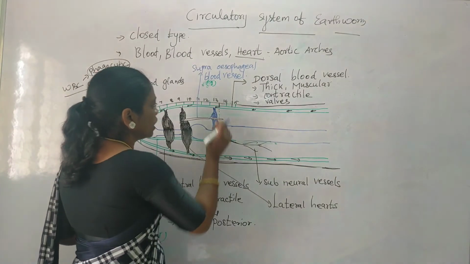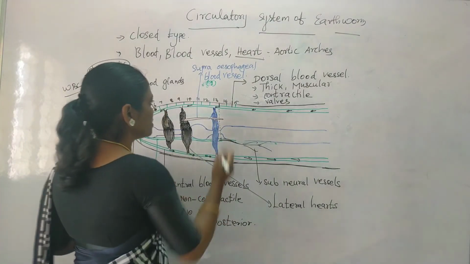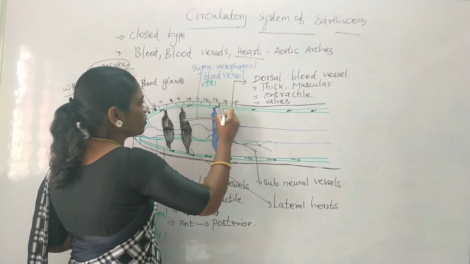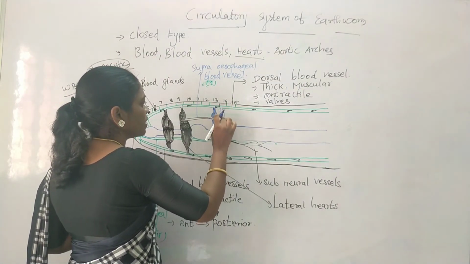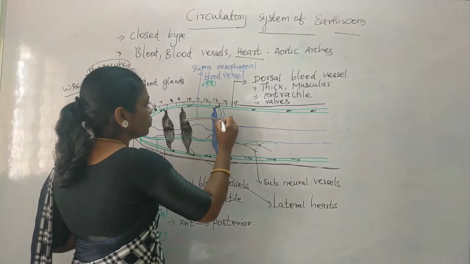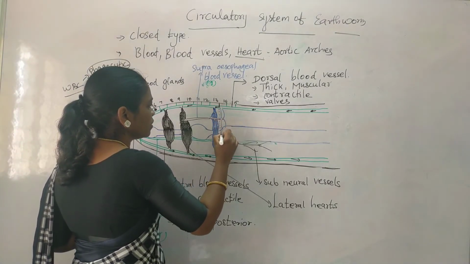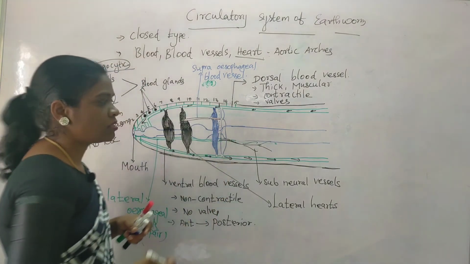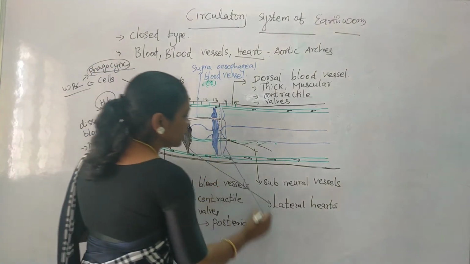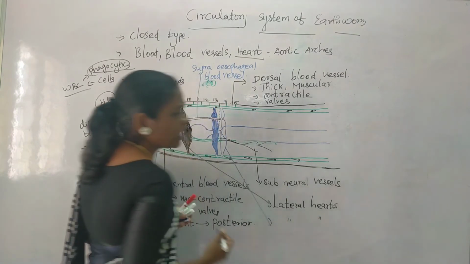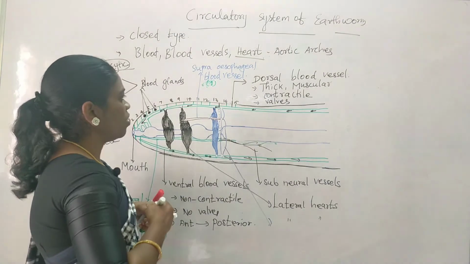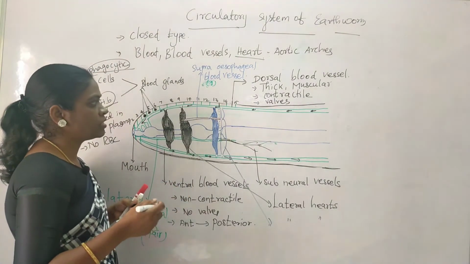So it opens here, and it also collects the blood from here. From the anterior side towards the posterior side, you can find one more also. Again it has a connection with the supraesophageal. It comes and connects here. So these are also known as lateral hearts. Okay, we'll go with the next one, that is on the 14th and 15th segment.